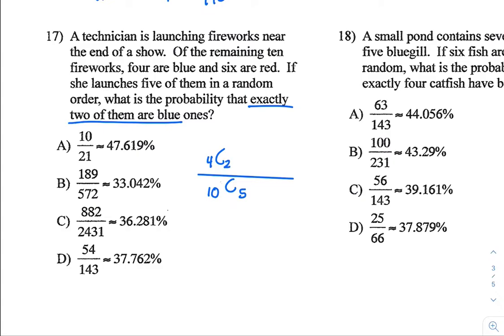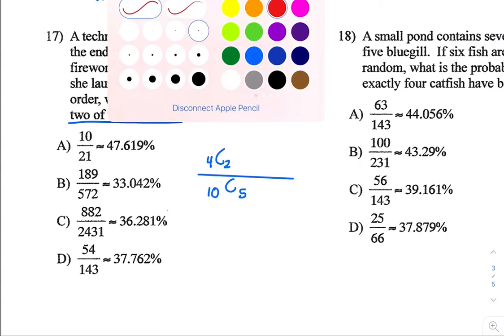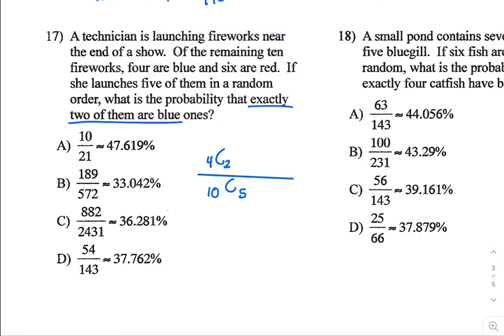But since we're choosing 2 blue fireworks and there was a total of 5 fireworks chosen, you also know that you must have picked 3 red fireworks. So that means you multiply by, well, you already chose 2 fireworks, and that means the rest must have been red fireworks. So 3. And how many total red fireworks were there? There was 6 that you could have chosen from.